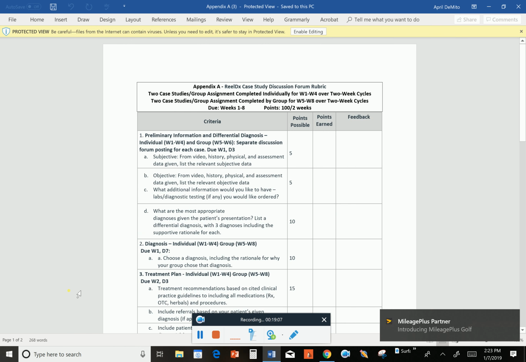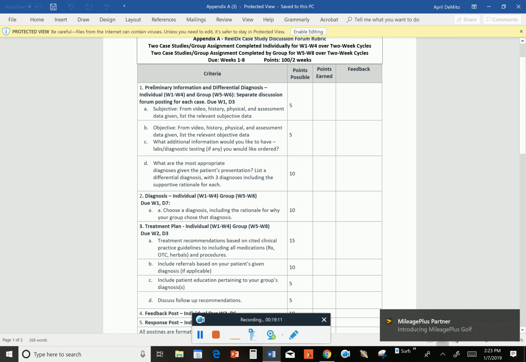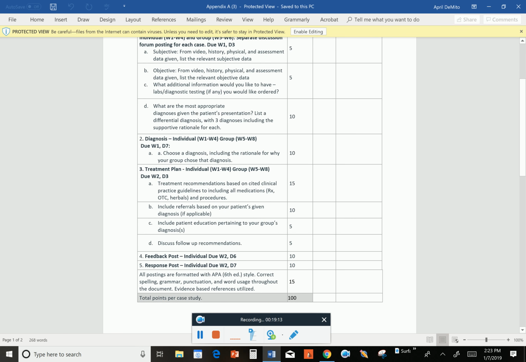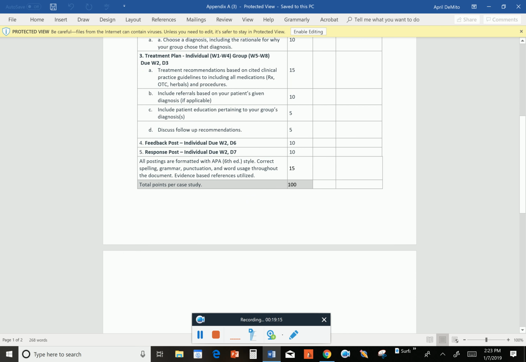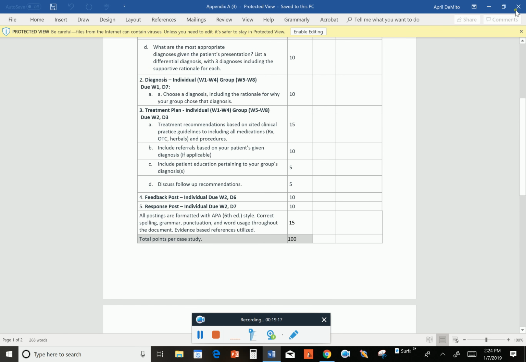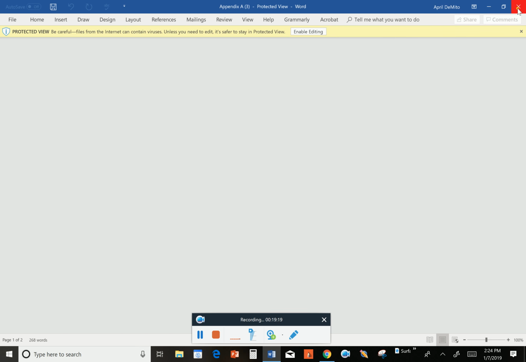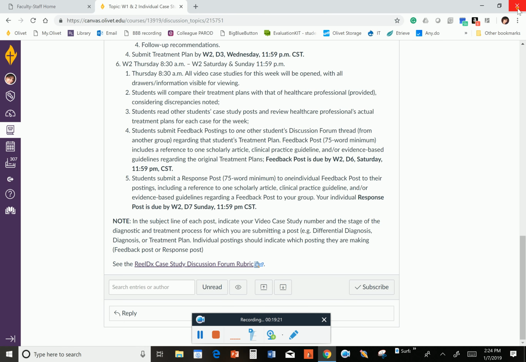When in doubt, follow the rubric. So go in and make sure that you are following and you have done everything that the rubric is telling you to do. That's always a good way to ensure that you get full points.